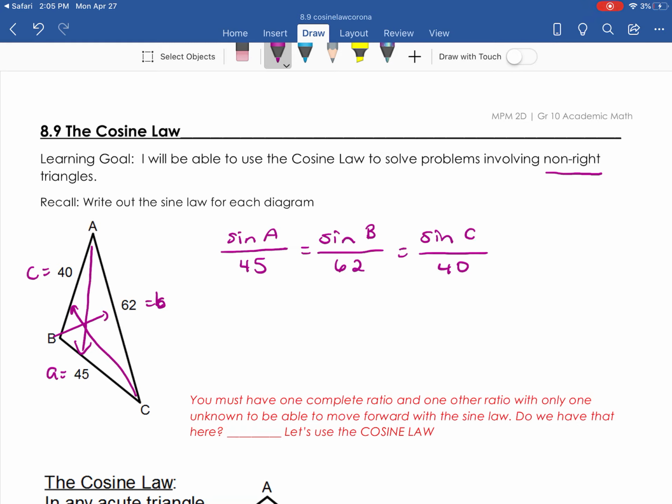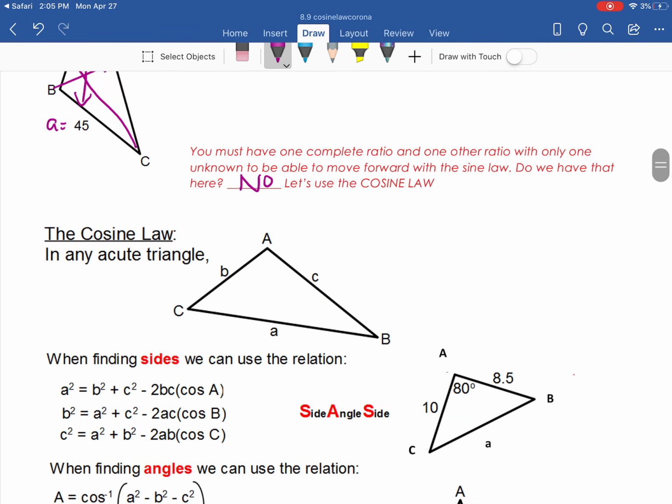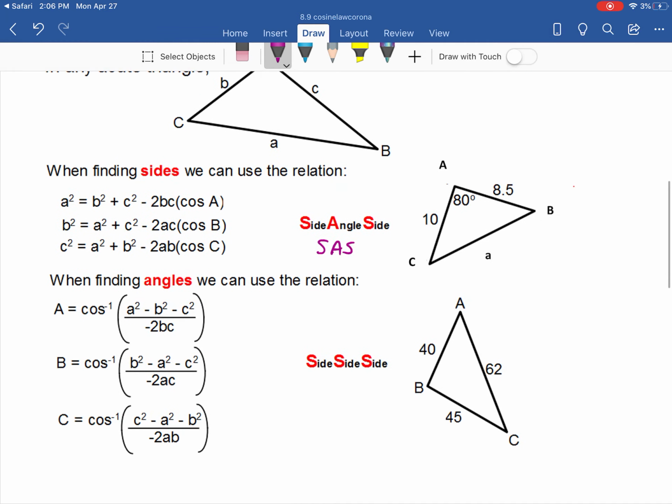In general, the cosine law is a little bit trickier in terms of the algebra part of it. So usually students will try to use sine law first, but in this case where we have the three sides, do we have one ratio with only one unknown variable that we can use? No, we don't. Okay, so then we have to use the cosine law.